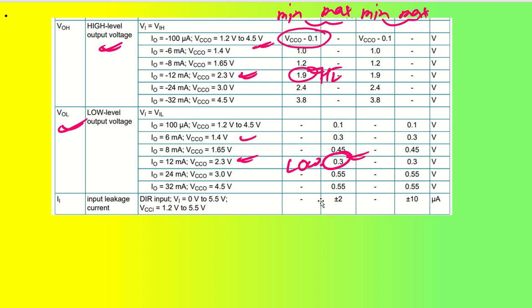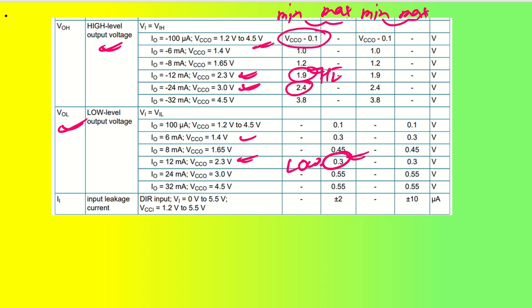Hope you are very clear about this. If you are working with 3 volt logic or 3.3 volt logic, in that case, maximum 0.55 volts you should get at the output to consider that voltage logic level as low logic level. And similar to that, for 3 volt logic levels, on the high side you have to get minimum 2.4 volt to consider it as high logic level.